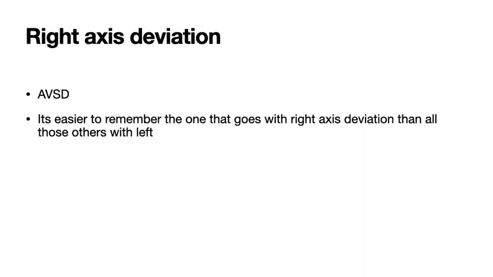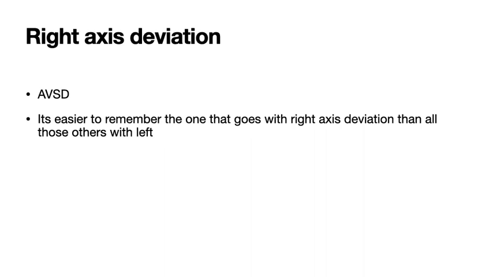Now, I think it's just easy to remember right axis deviation goes along with atrioventricular septal defect rather than remembering all those 5 things that went along with left. Just remember atrioventricular septal defect is the one that you're thinking of with right axis deviation.